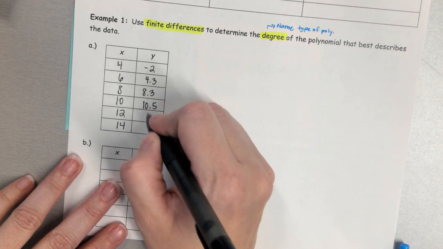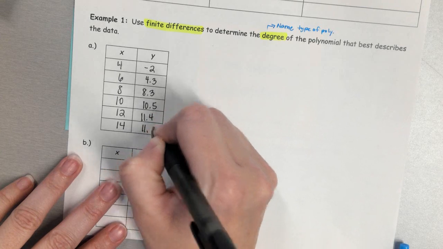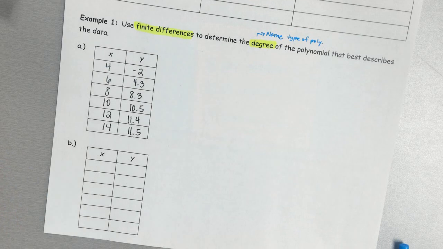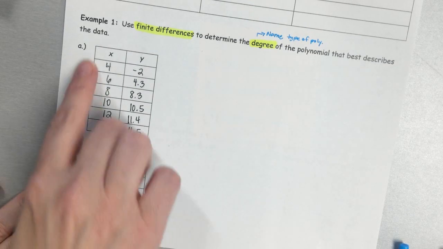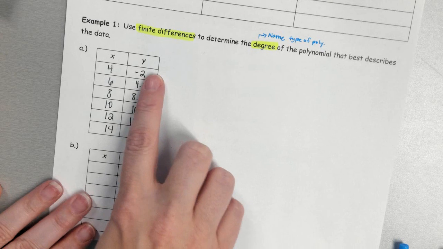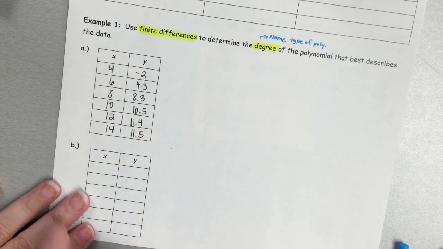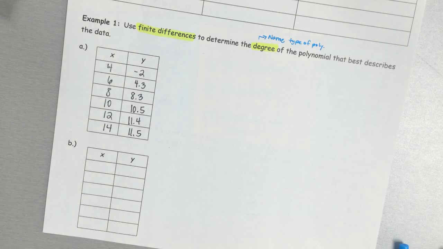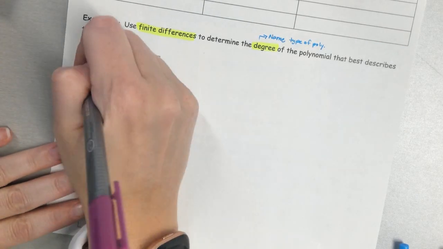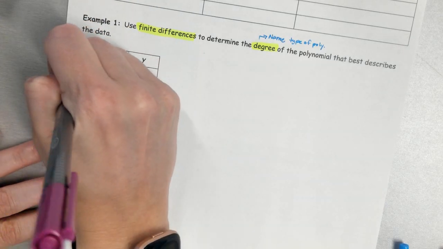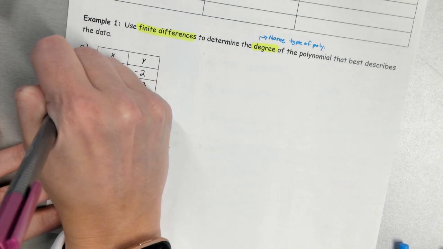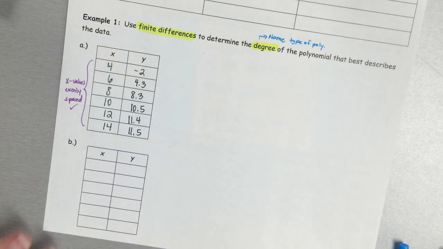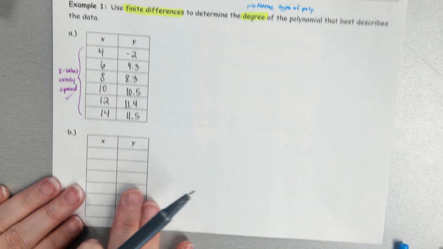And then 11.4, 11.5. So remember when we were writing this out before, the one thing we also had to check besides the differences is making sure our x values were what? Yeah. Okay, so make sure that you check for that. I just put x values evenly spaced, and I just put a little check saying, yep, they are. So those are spaced by 2's.